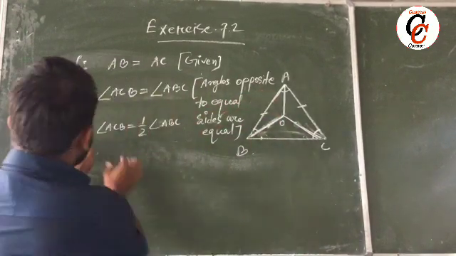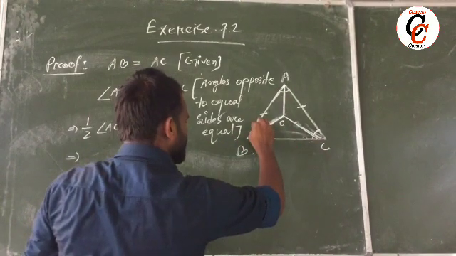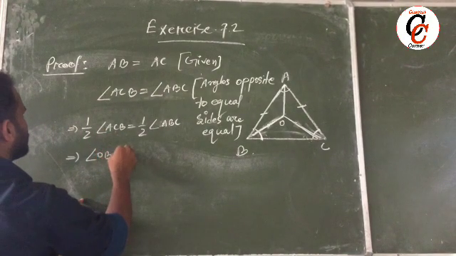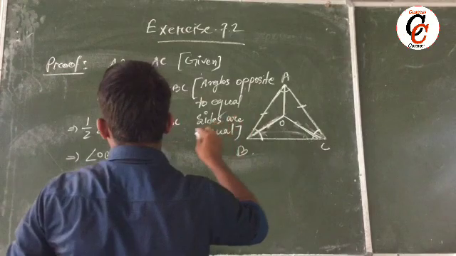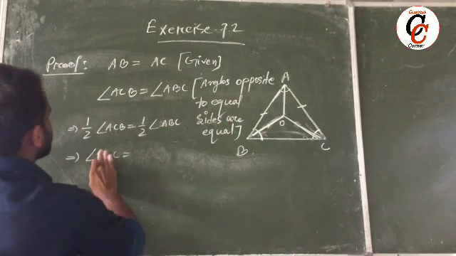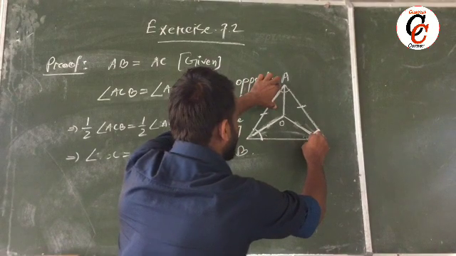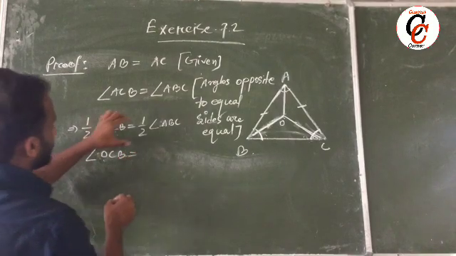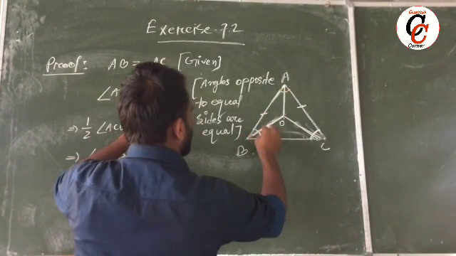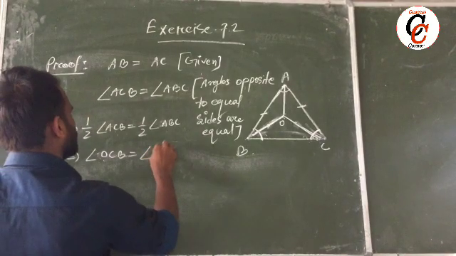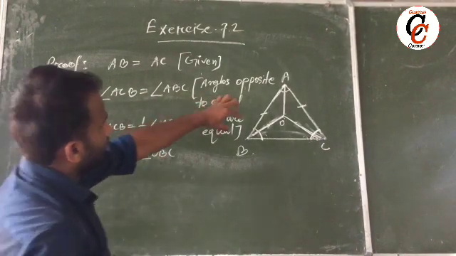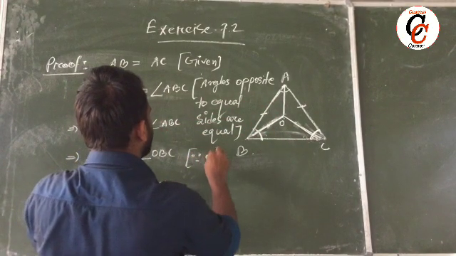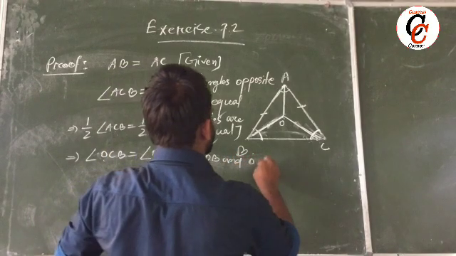So half of ACB means half of this whole angle. We can write OCB. And half of ABC means OBC. Why are they equal? Because OB and OC are the bisectors. You can write there, since OB and OC are bisectors.